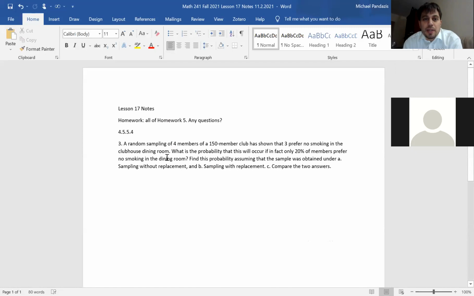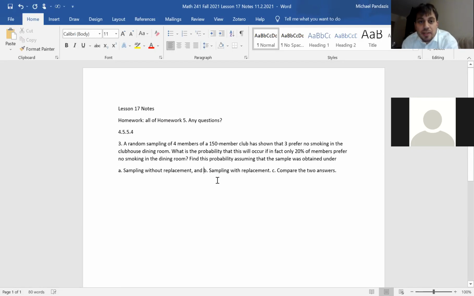So the question is, a random sampling of 4 members of a 150 member club has shown that 3 prefer no smoking in the clubhouse dining room. What is the probability that this will occur if in fact only 20% of members prefer no smoking in the dining room? Find this probability assuming that the sample was obtained under each of the following. A, sampling without replacement, and B, sampling with replacement.